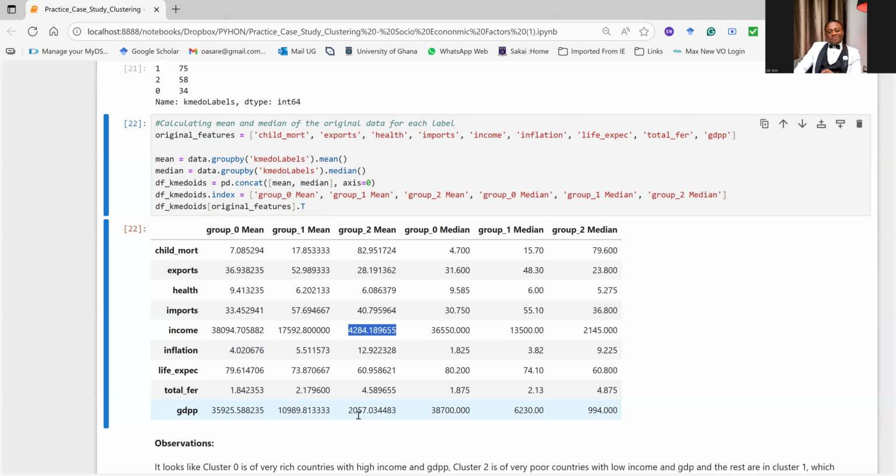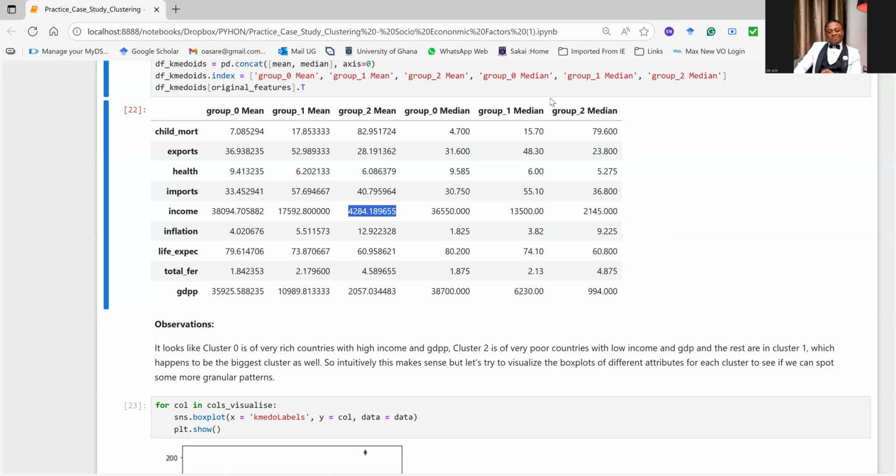Again, when you check the GDP, I don't want to run this. When your libraries have worked perfectly, you should be getting results similar to this. It looks like cluster 0 is of very rich countries, and cluster 2 is of very poor countries. Now, it's possible that it has swapped the grouping.